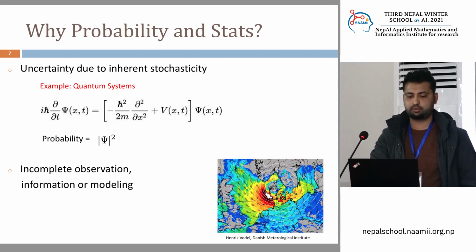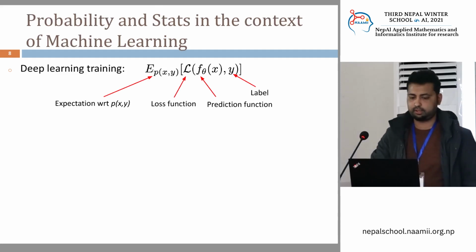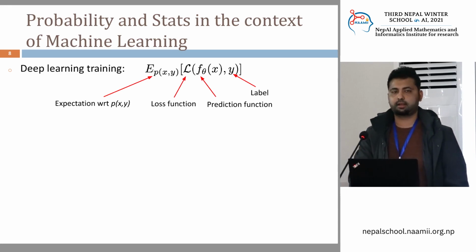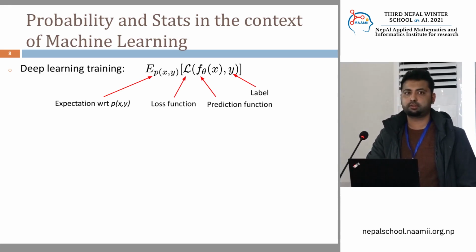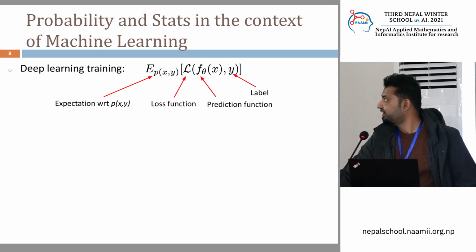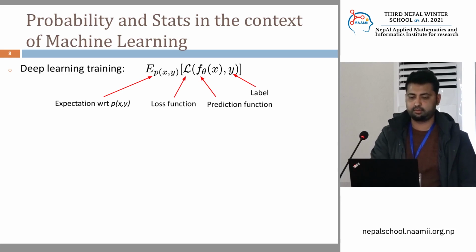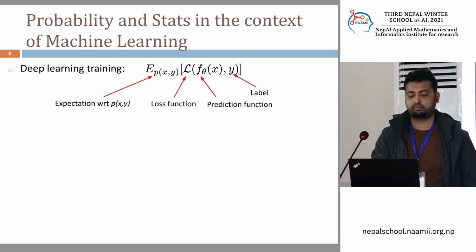But this I'm talking about in a general way. In this winter school, we are actually interested in machine learning and why probability is needed there. So, for example, let's dive directly into deep learning, where we are trying to optimize some sort of loss function. This L is a loss function, and F is a function prediction.